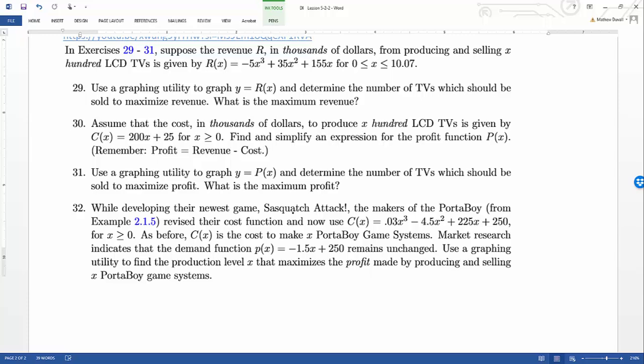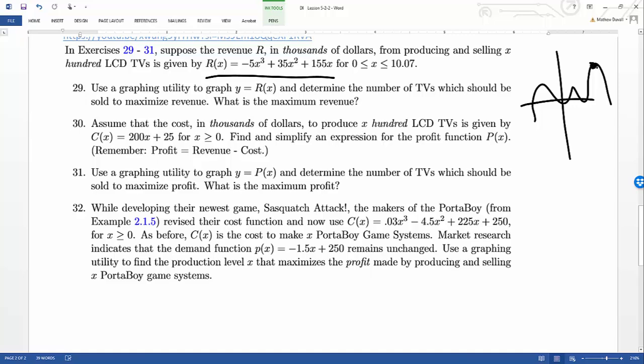All right. So in these problems here, it says this is my revenue function. And it says use a graphing utility to graph it. Okay, so put it in a graphing calculator. And it says determine the number of TVs that should be sold to maximize revenue. Maximize revenue. So when you put it in your graphing calculator, it's going to do something. And so we need to figure out where it's at its maximum.